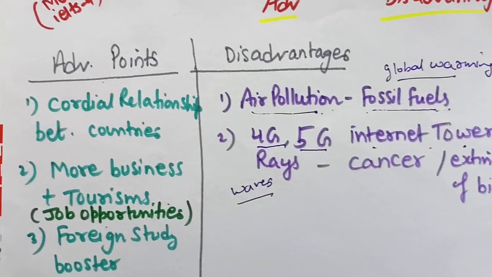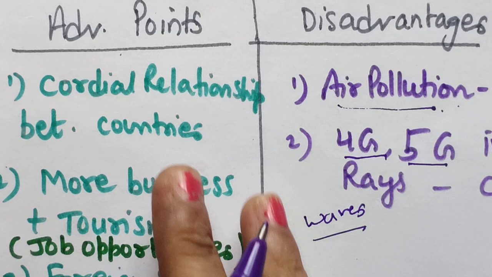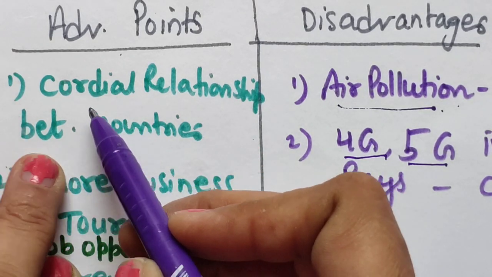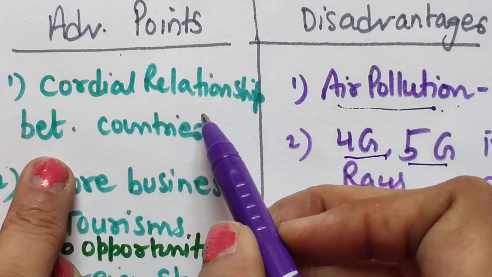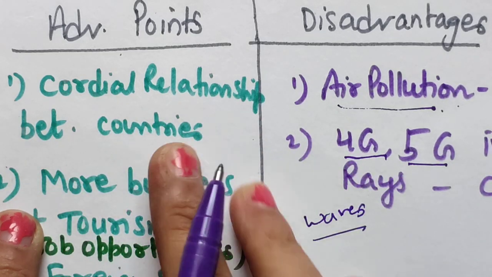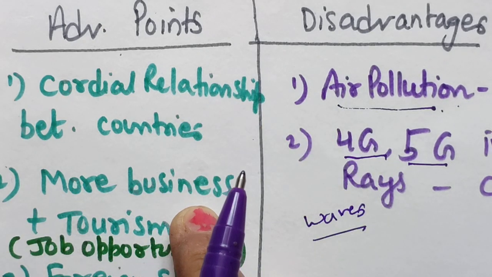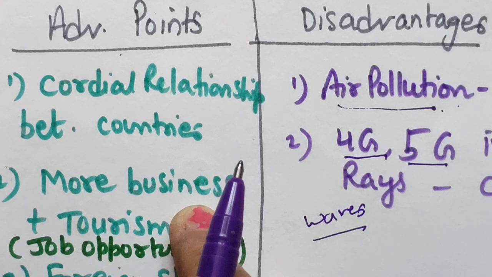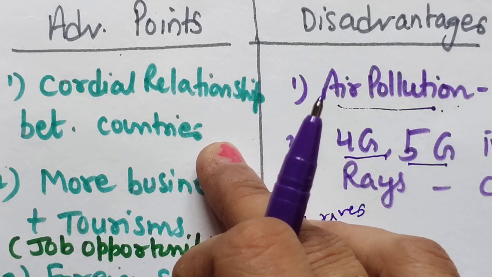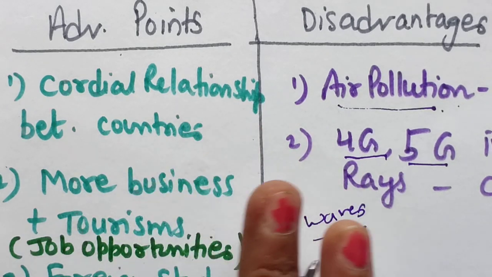Okay, now coming to advantages, you can see this. Of course, the main advantage I am thinking of is that it brings cordial relationships between different countries. Before that it was not possible to just go to other countries and build good relationships with them, like the Indian Prime Minister is doing with other countries nowadays. So you can give your own country's examples also.